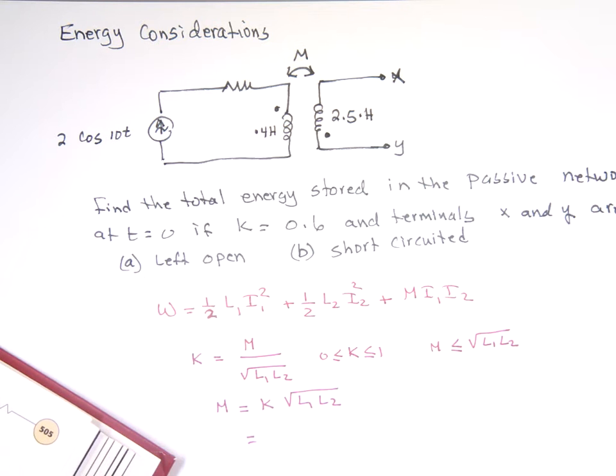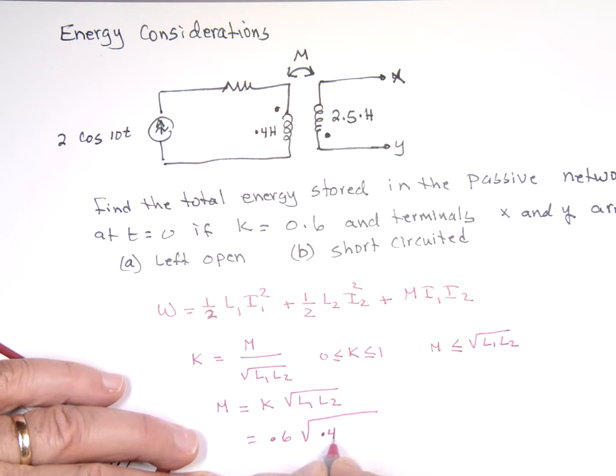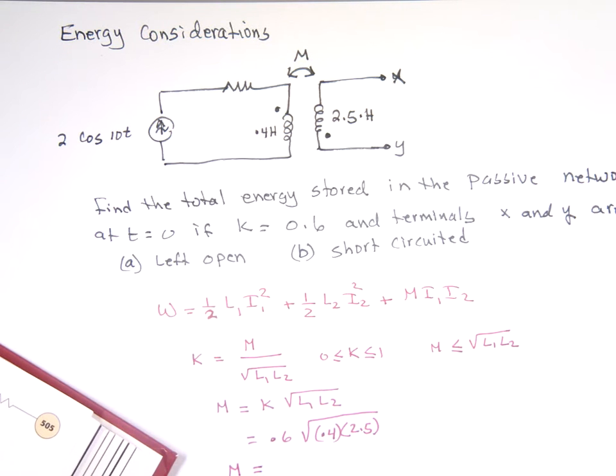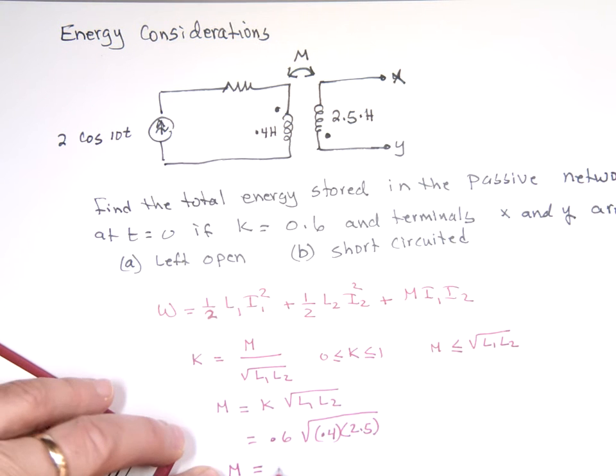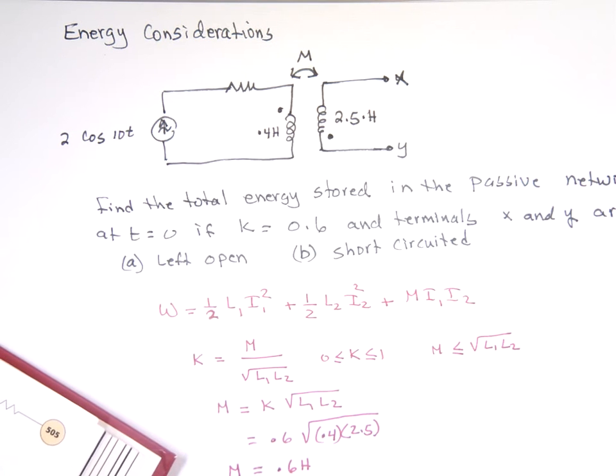So in this example, k happens to be 0.6. L1 times L2: L1 is 0.4 Henry, and L2 is 2.5 Henry. So you multiply them together, take the square root, then the 0.6 there, and we have the value for M. That's 1 times 0.6, which is 0.6 Henry. So the mutual inductance is 0.6 Henry.